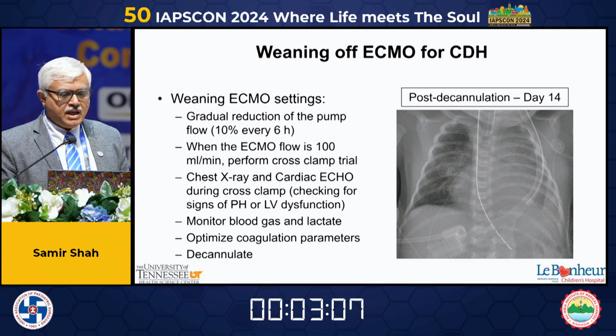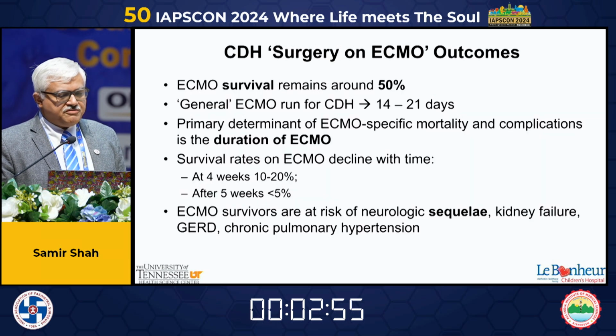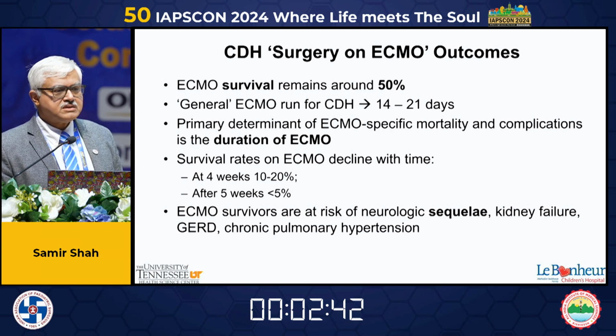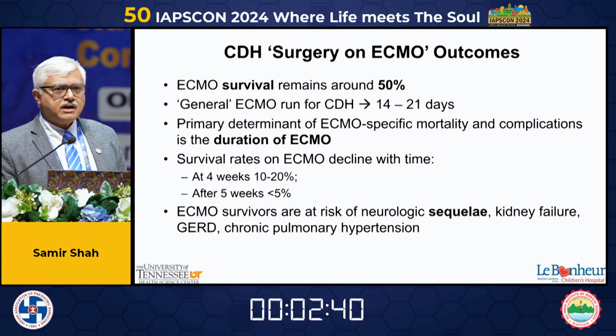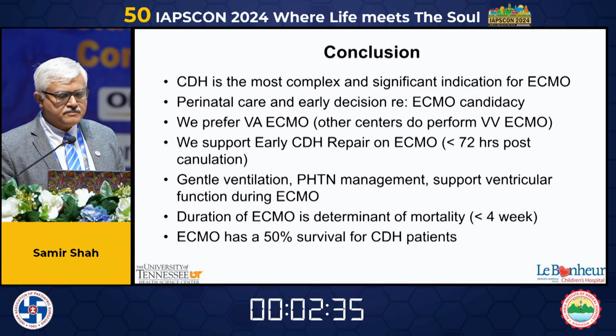And as the previous speakers said, our fellows and our trainees are quite capable of decannulating some of these patients as well. Survival remains around 50%. General ECMO runs are 14 to 21 days. The primary determinant of ECMO-specific mortality is duration of the ECMO. At 4 weeks, the survival drops to 10 to 20%. After 5 weeks, it's down to 5%. And there are survivors who will have associated sequelae that are listed out here.